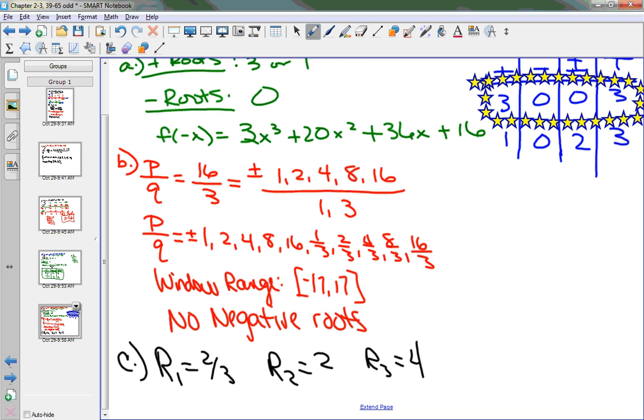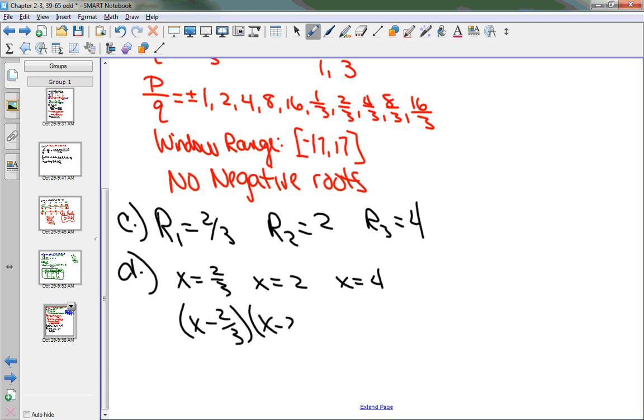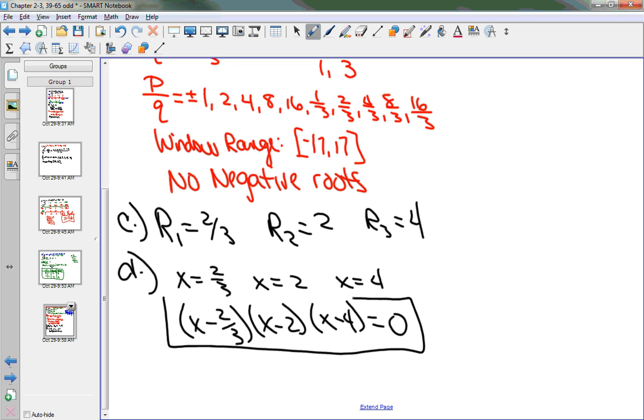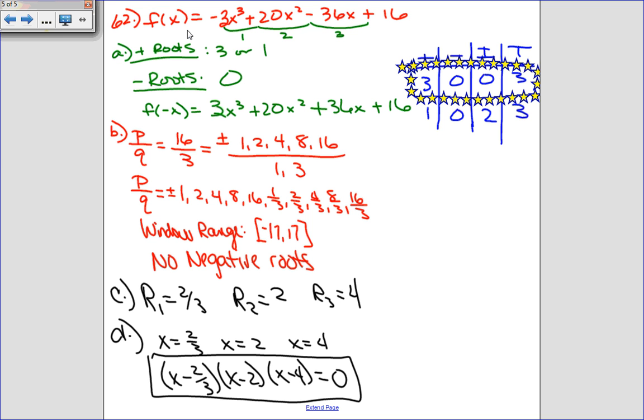Well, we just did that, right? So if I wanted the complete factorization of this, my complete factorization would be x minus 2/3 times x minus 2 times x minus 4 is all equal to 0. So what you've essentially done is you factored negative 3x cubed plus 20x squared minus 36x plus 16 into x minus 2/3 times x minus 2 times x minus 4. Do we understand that?